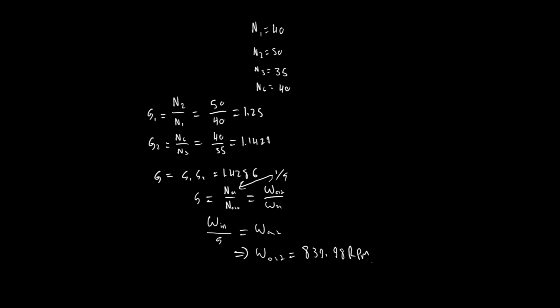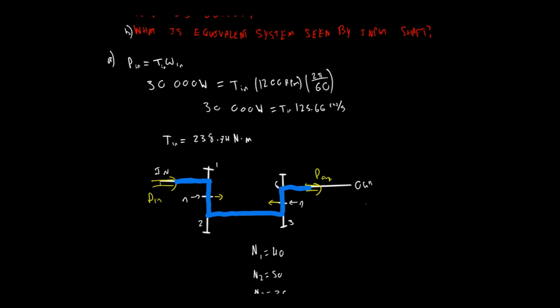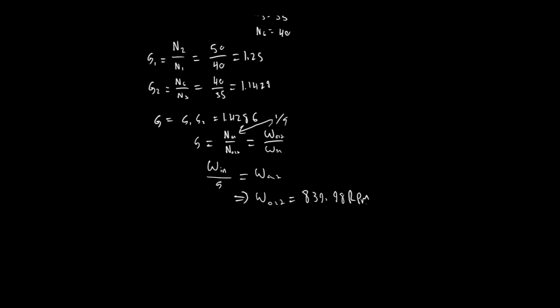So that's our output angular velocity from this. And we can convert that to radians per second the same way that we converted up there. This equals 87.96 radians per second.